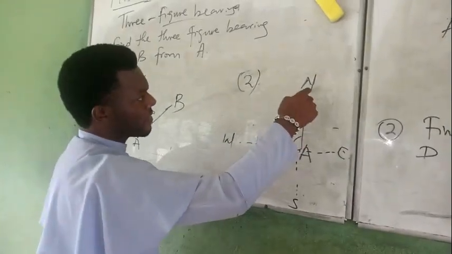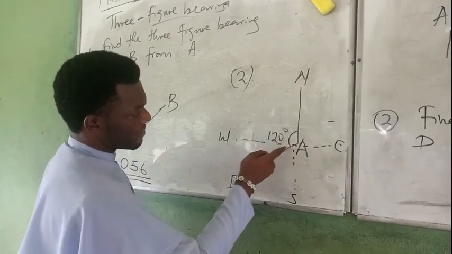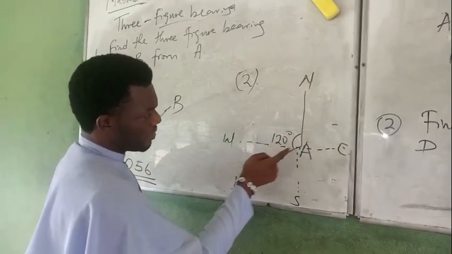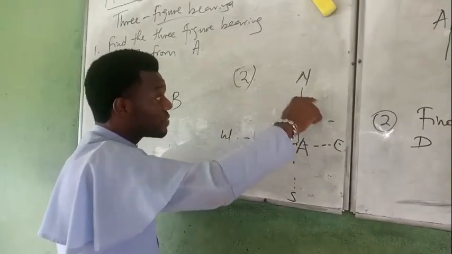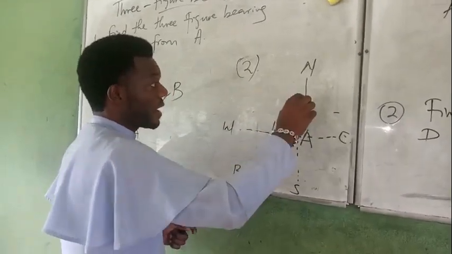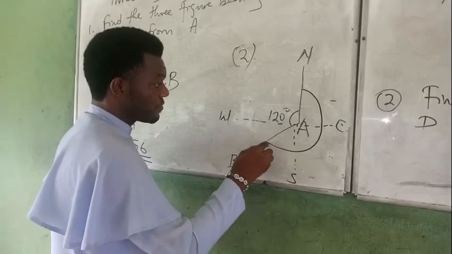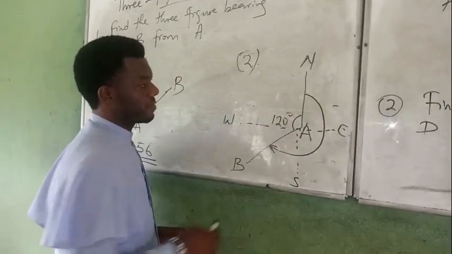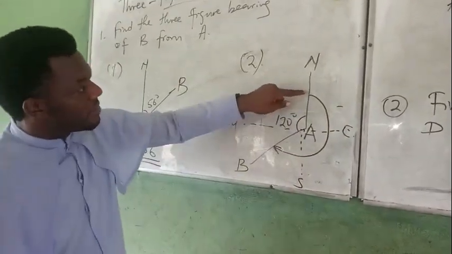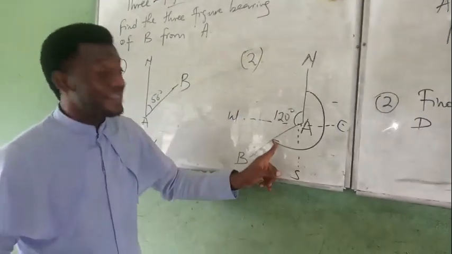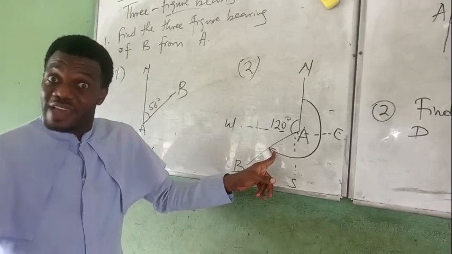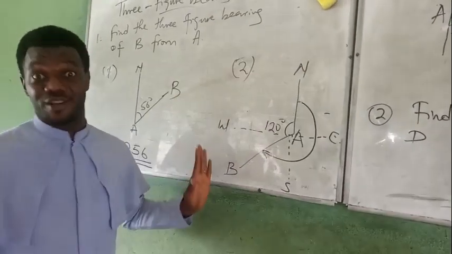Now, from the north here, they gave us only 120 here, but we have to take the direction from here to the direction we are going to look for. That's what we are looking for. Since here to here is 180 degrees, but what we need is here to here. That is the three-figure bearing. Here is just to give us a clue.